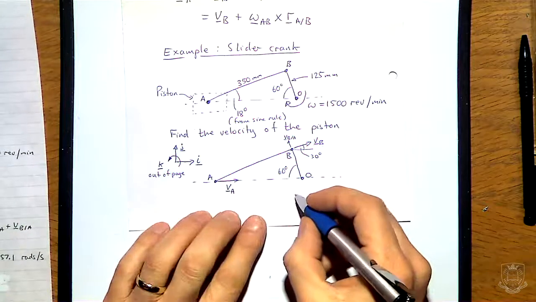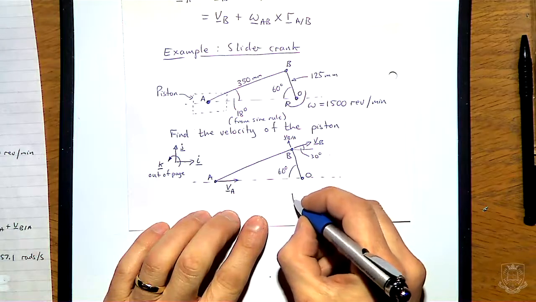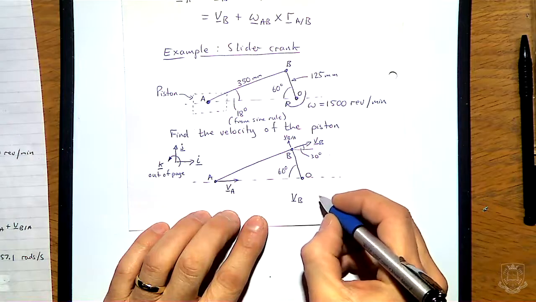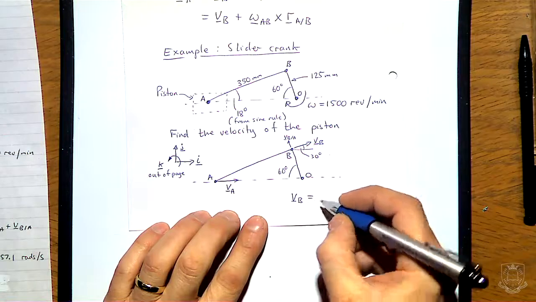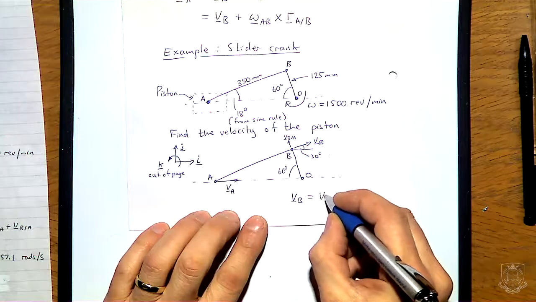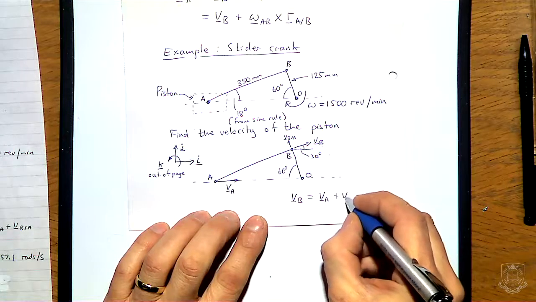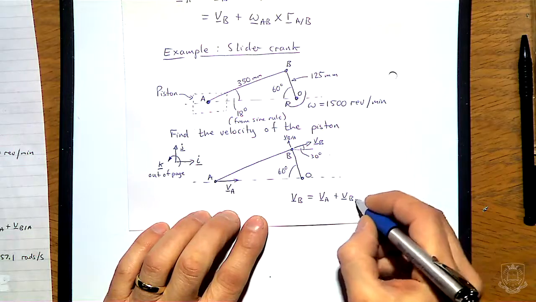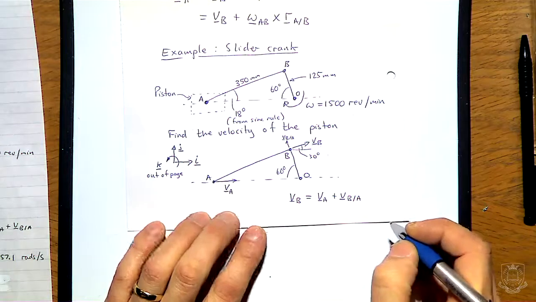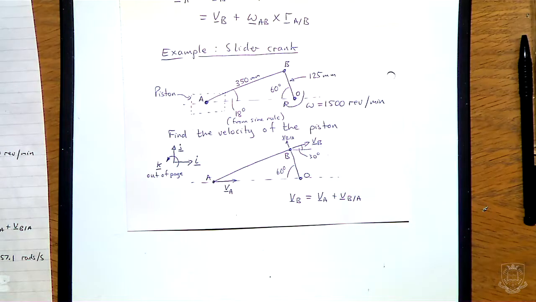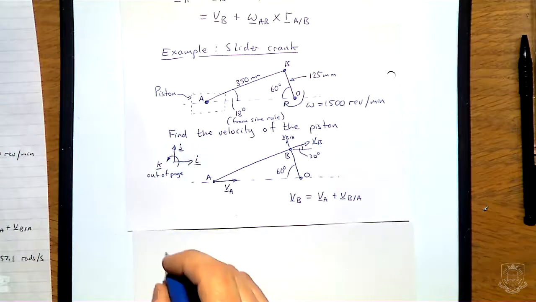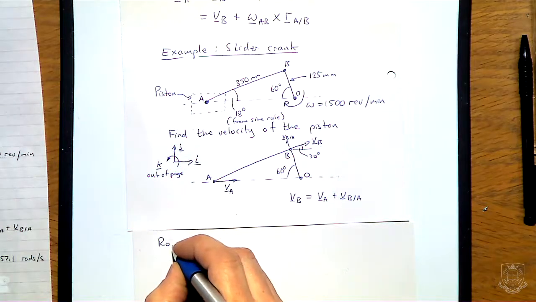So we can write down the relationship either way round. So let's write down VB is VA plus V of B relative to A. And we can sort out our rotation speed. Our rotation speed is given in non-standard units, isn't it? So we need to change that to radians per second.